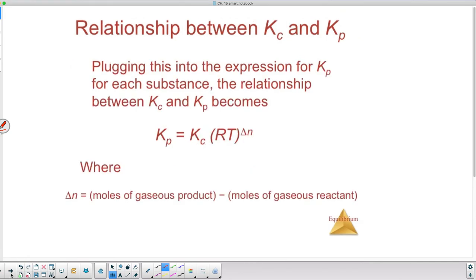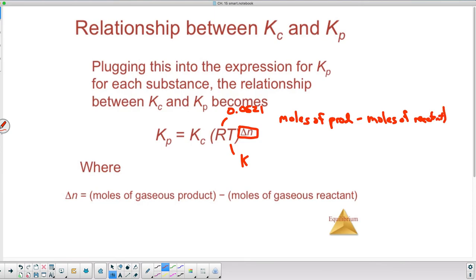Kp equals Kc times R, this is the gas constant. Almost always this gas constant is for atmospheres, which looks like that. The temperature, of course, is in Kelvin, okay? And the delta N here is the number of moles. This is moles of product minus moles of reactant, okay? Whatever that equals is what goes up here for delta N.